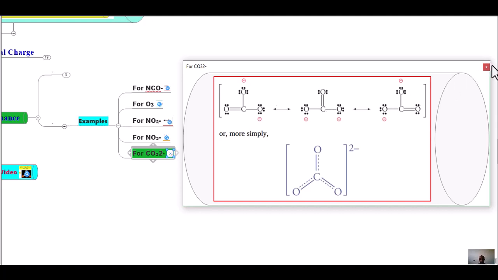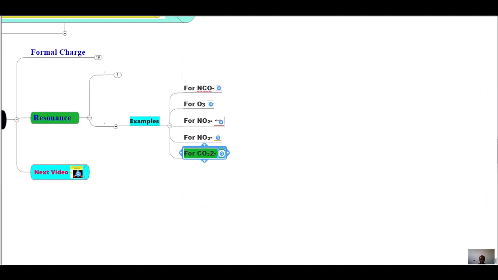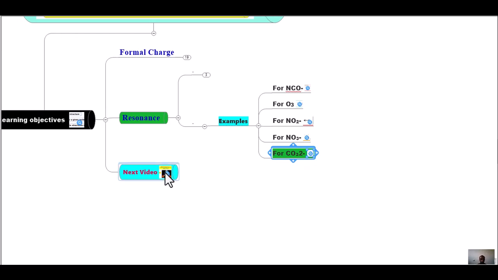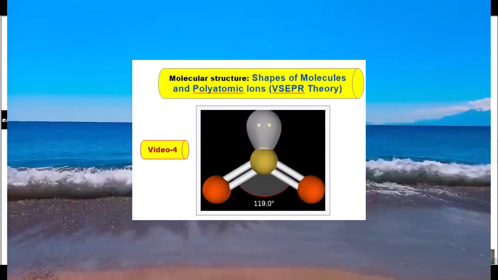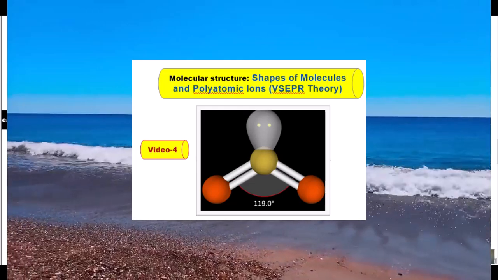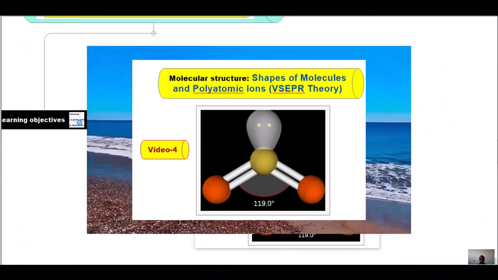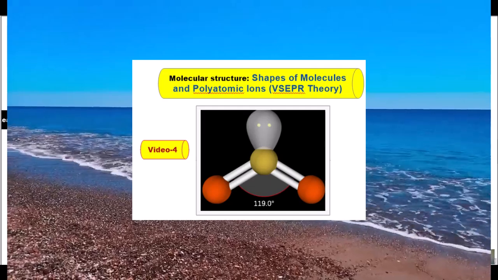This is all about our formal charge and resonance. The next video is about the molecular structure, that is molecular geometry, using valence shell electron pair repulsion theory.